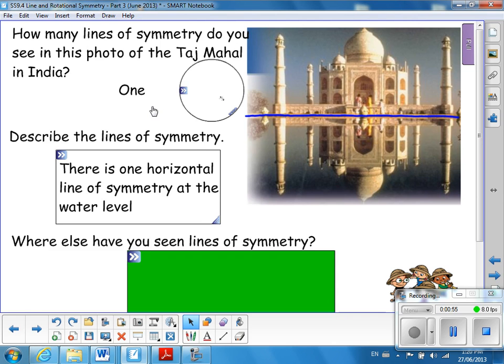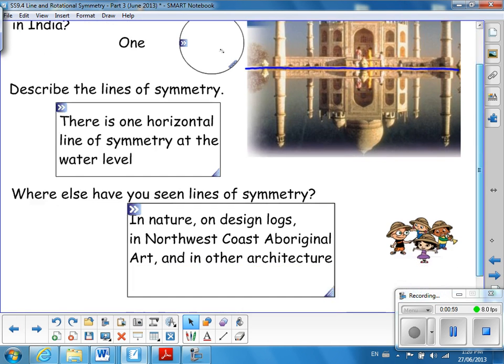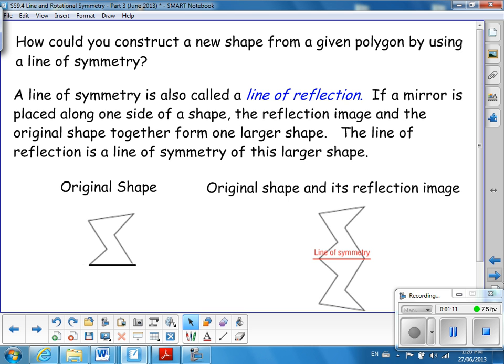Where else have you seen lines of symmetry? Well, we see them in nature, on design logos, on Northwest Coast Aboriginal art, in architecture. So when one side looks identical to the other side, you see a line of symmetry.